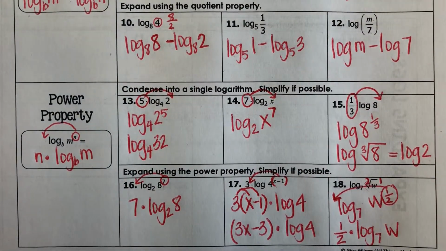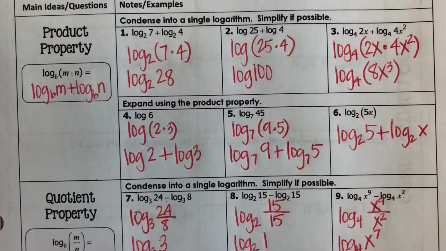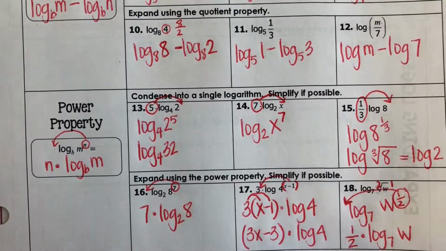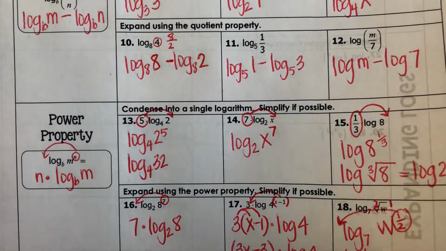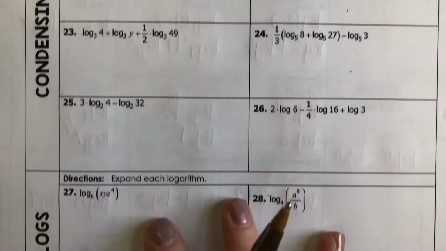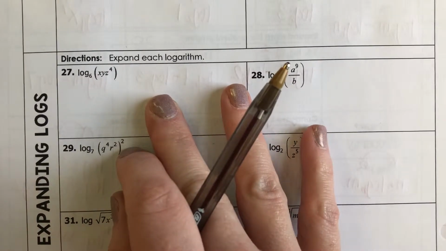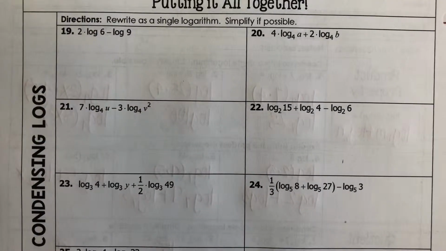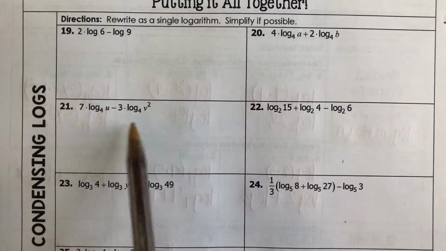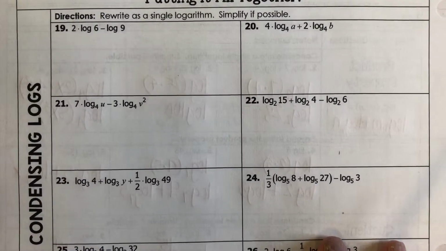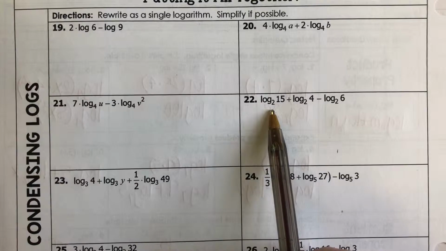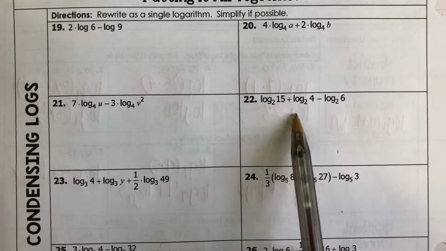I have the product property, I have the quotient property, and I have the power property. These properties can be used to help us condense our logs or to expand our logs, okay? Now, to start out with, I'm just going to help you with a couple of these, okay? The ones that have just 2, I think you should be okay on based on what we have on the front. But right here, I want you to notice on number 22 that I have 3 different things, okay?